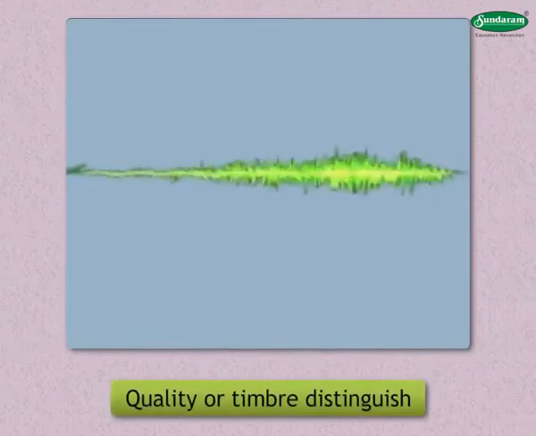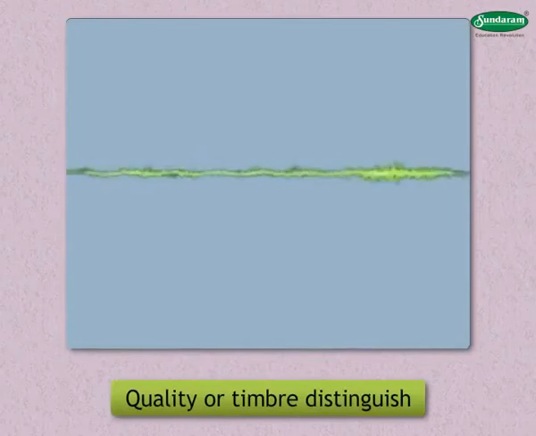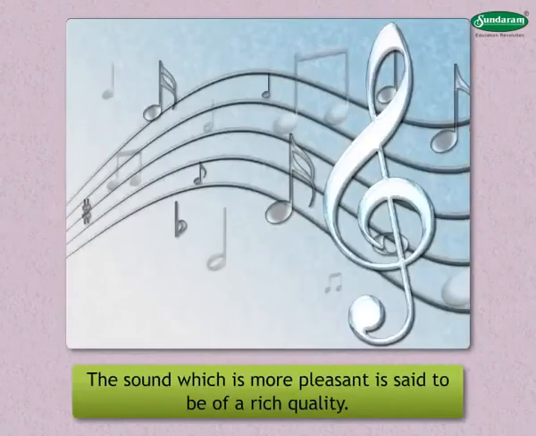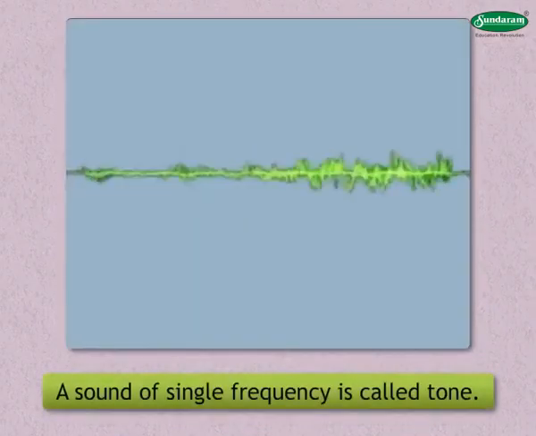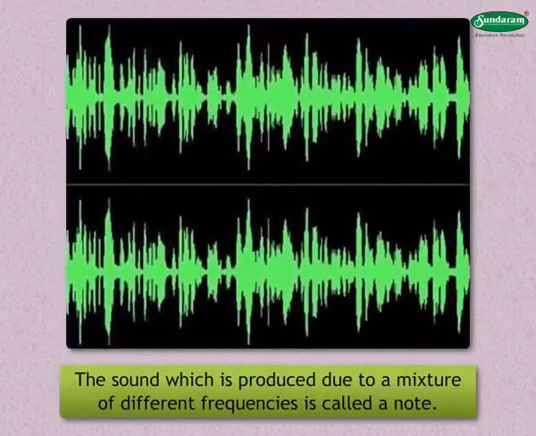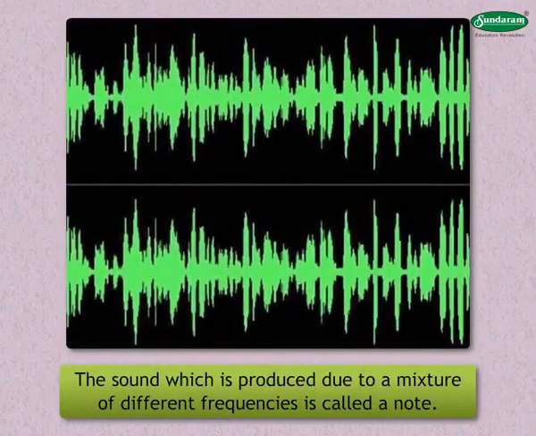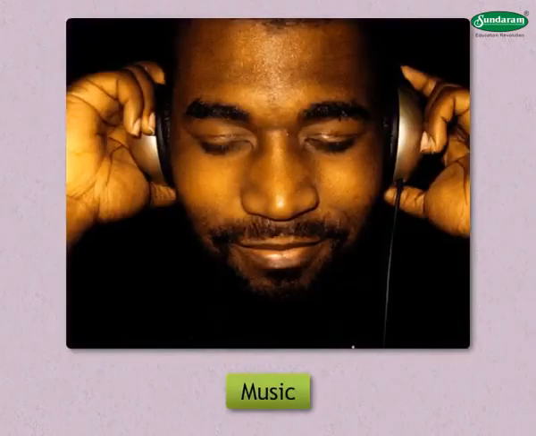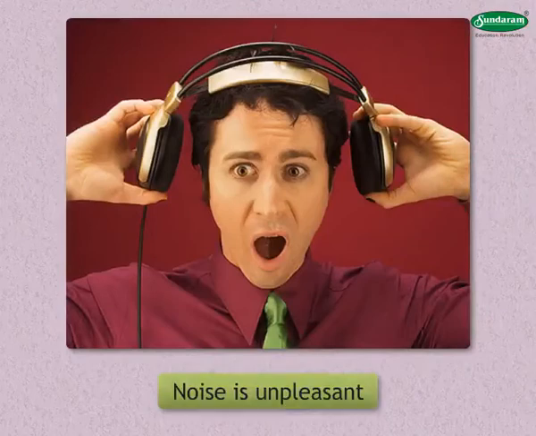The characteristic of sound, called quality or timbre, enables us to distinguish one sound from another having the same pitch and loudness. The sound which is more pleasant is said to be of a rich quality. A sound of single frequency is called tone. The sound which is produced due to a mixture of different frequencies is called a note. It is also pleasant to listen to. Music is of rich quality and hence it is pleasant to listen to, but noise is unpleasant to the ear.